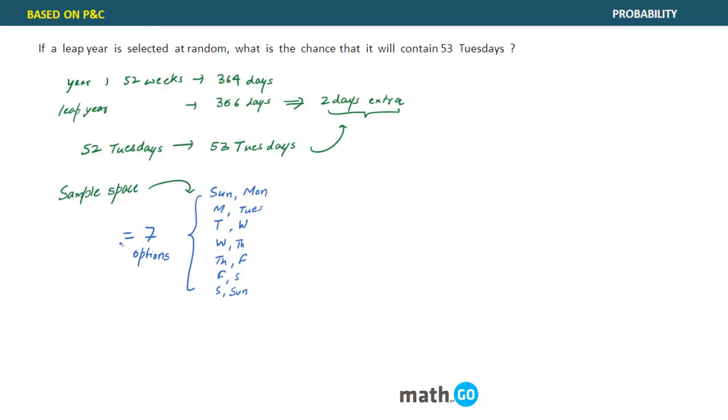Out of which, how many are favorable? So what is probability? Probability is nothing but favorable cases, that is the cases which you want, divided by total ways in which that event can be done, or we can say the sample space as well. You want Tuesdays, so Tuesday is here and the other Tuesday is here. So out of these, 2 are favorable. So the answer is nothing but 2 by 7. This is the answer we were looking for, as simple as that. If you are clear with the sample space concept, believe me, the questions based on PNC will be a cakewalk for you.